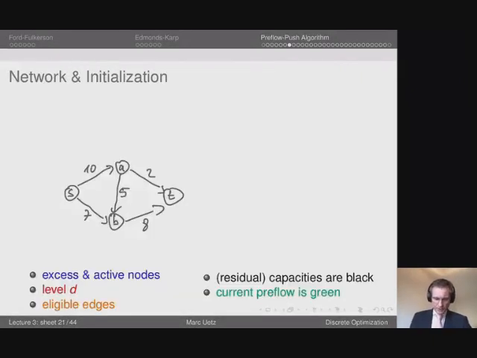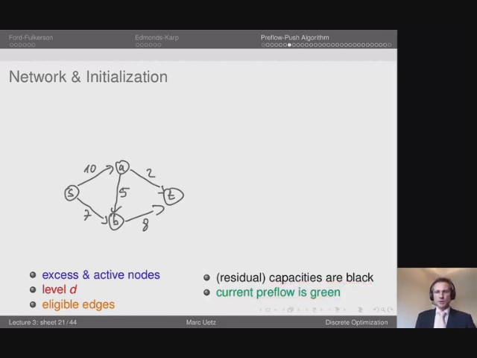Okay, so here is a toy network with 4 vertices, capacity 10 and 7 out of S. Then the nodes for a change are called A and B in this example. There is a capacity of 5 here from A to B, and from A to T 2, and from B to T 8. So what I'm going to show in the next animation is active nodes and their excesses in blue, the level of the nodes in red. Eligible edges will turn out to be orange. And then here on the right-hand side, you will see the original network with the original capacities and the current pre-flow that we actually computed.